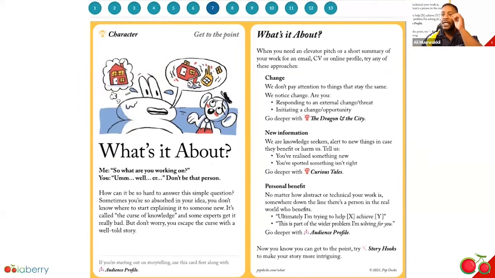All right, moving on. What is it about? Me. So what are you working on? You. Don't be that person. How can it be so hard to answer this simple question? Sometimes you're so absorbed in your idea, you don't know where to start explaining it to someone new.